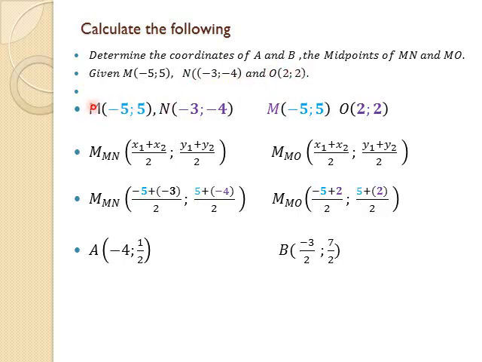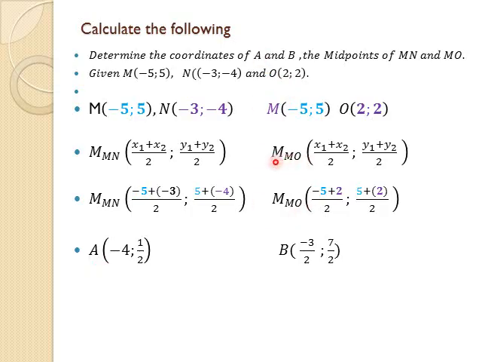Right, so if we take the coordinates of M and N, midpoint is x1 plus x2 divided by 2, y1 plus y2 divided by 2. So for my x's, minus 5 minus 3 divided by 2, negative 8 divided by 2 gives me negative 4. 5 minus 4 for my y over 2. 5 minus 4 gives me 1. So I'm left with 1 over 2. And that's the coordinates of A.